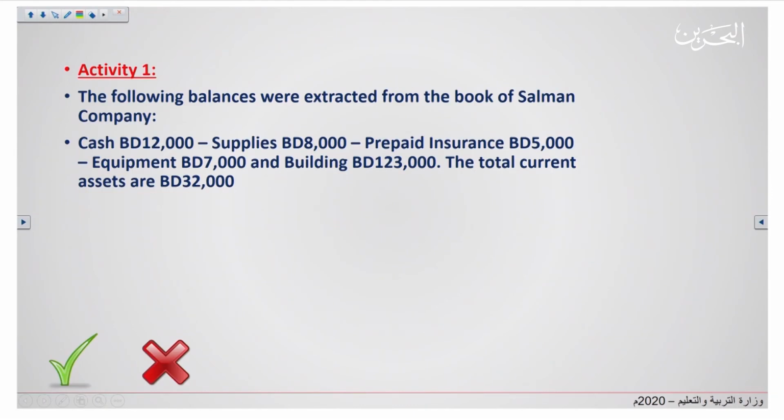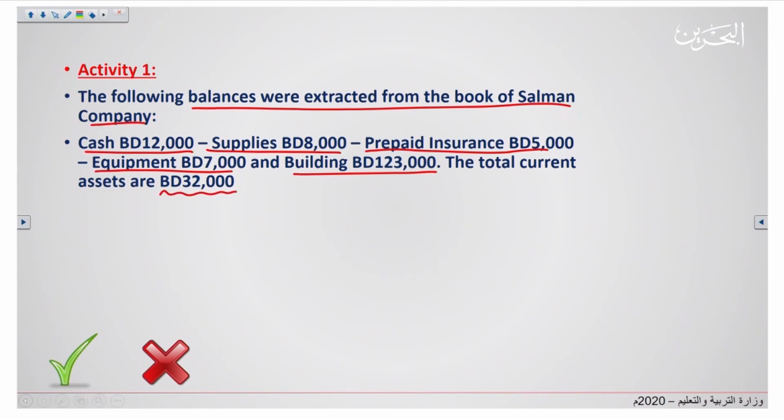Now, let's try to find out if these statements are true or false. I have here balances extracted from the books of Salman Company. These balances are cash, supplies, prepaid insurance, equipment, and also building. They have calculated the total current assets of these balances, and they got this amount. Now I want to make sure if this statement is correct or wrong.